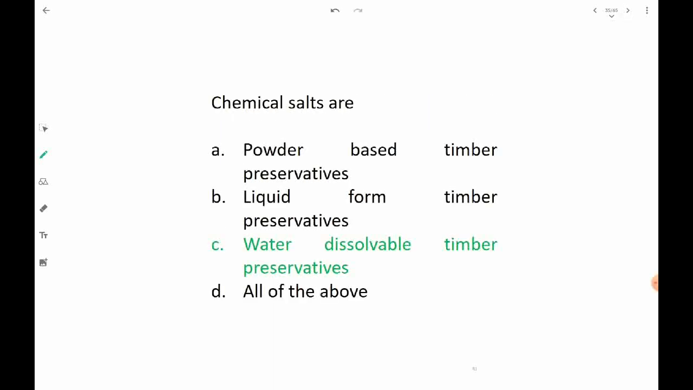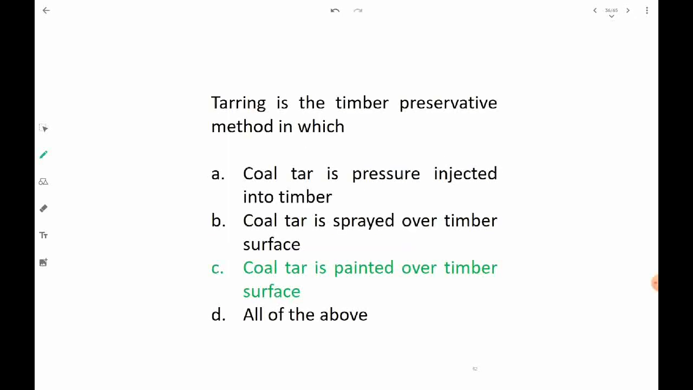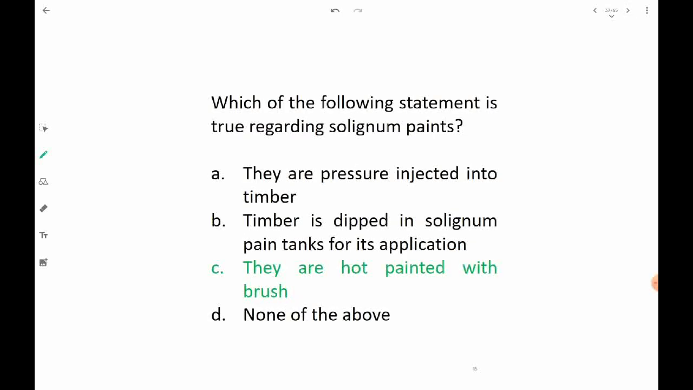Chemical salts are nothing but water dissolvable timber preservatives. Tarring is the timber preservative method in which coal tar is painted over the timber surface. Which of the following statements is true regarding Solignum paints? They are hot painted. Solignum paints are hot painted with a brush over the timber.